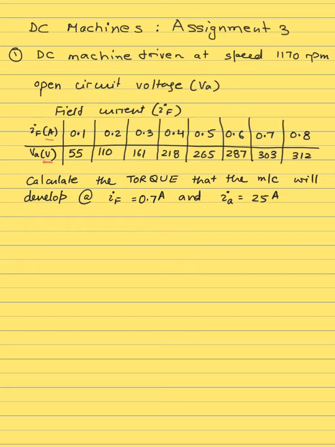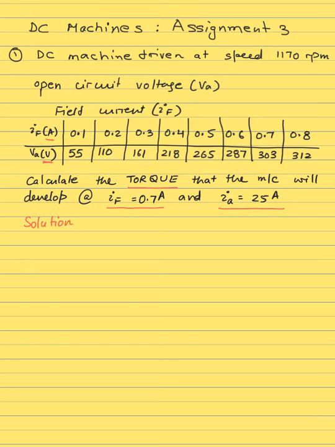What do we need to do with this given information? We have to calculate the torque that the machine will develop at a field current of 0.7 amperes and at an armature current of 25 amperes. So here we're going to solve this question.